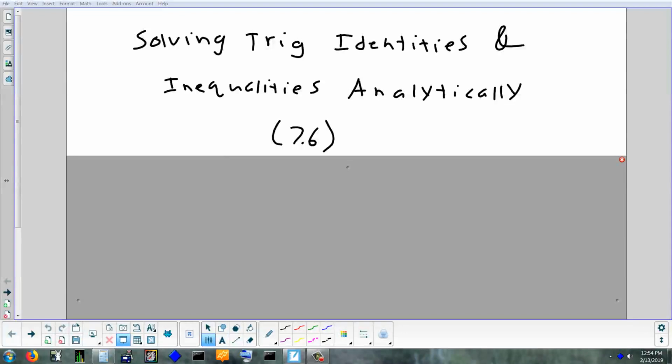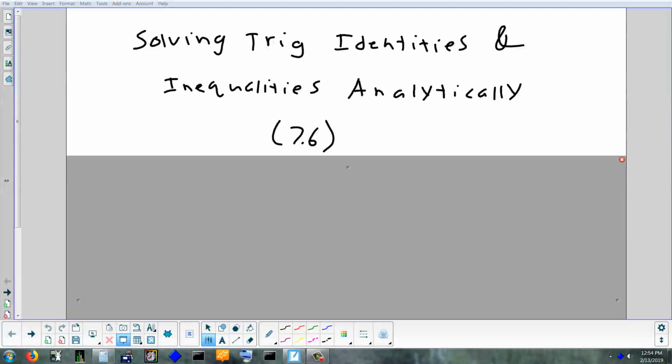All right, so we're going to look at the last section in Chapter 7, which is 7.6, solving trig equations algebraically or analytically. When you're solving a trig equation algebraically, that means that something nice must work out. Maybe you can factor it. Maybe it's a quadratic, something like that. When you can't solve it algebraically, we already looked at some of that stuff back in section 7.3.